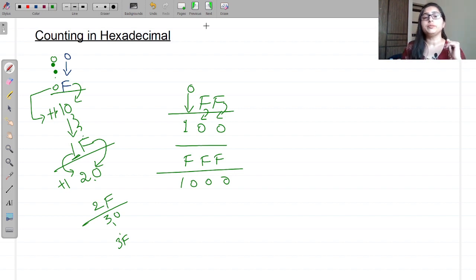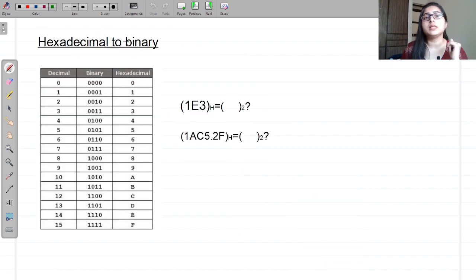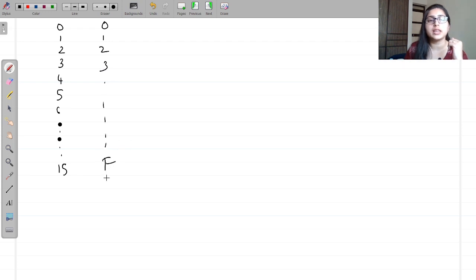Okay, so now we will see here hexadecimal to binary. So we are representing this hexadecimal with four binary digits. But why we went to four binary digits? That I will explain to you. Here you can consider decimal values 0, 1, 2, 3, 4, 5, 6, 7 till 15. Here this is 0, 1, 2, 3 till F. This is in hexadecimal. This is in decimal.